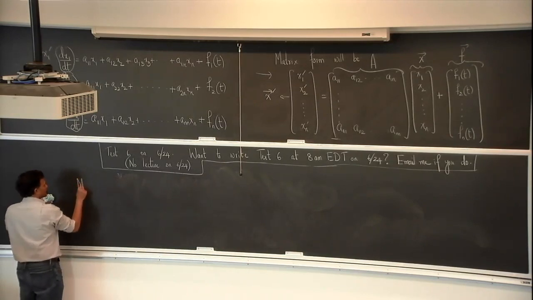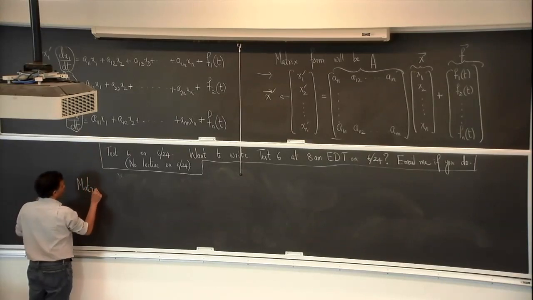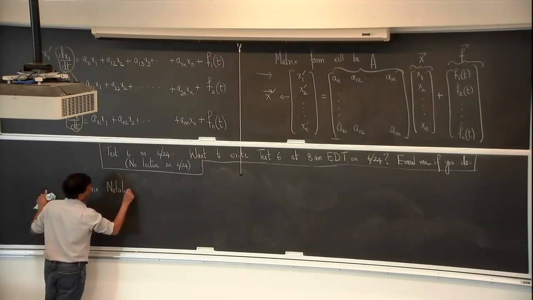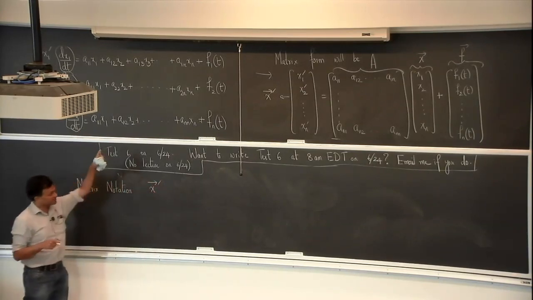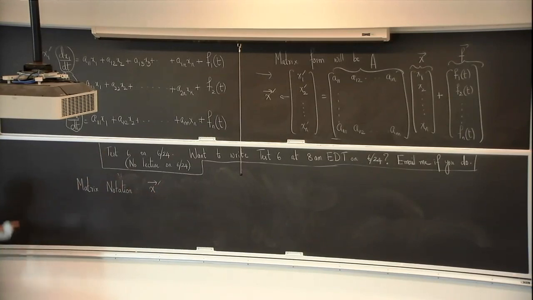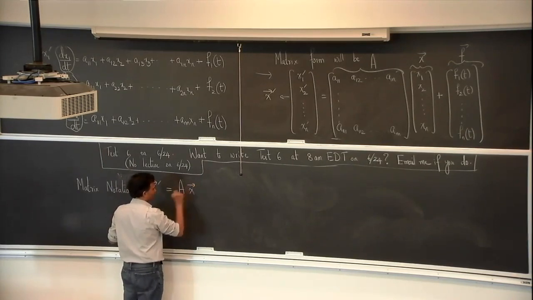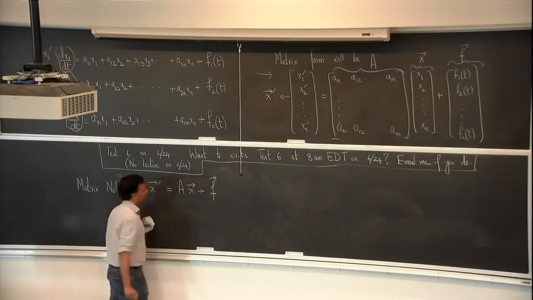So the matrix notation for the above n by n system would be the following. The derivative of x as a vector, which is the vector with all the derivatives listed one after the other, equal to the coefficient matrix A times the vector of unknowns x plus some vector f.